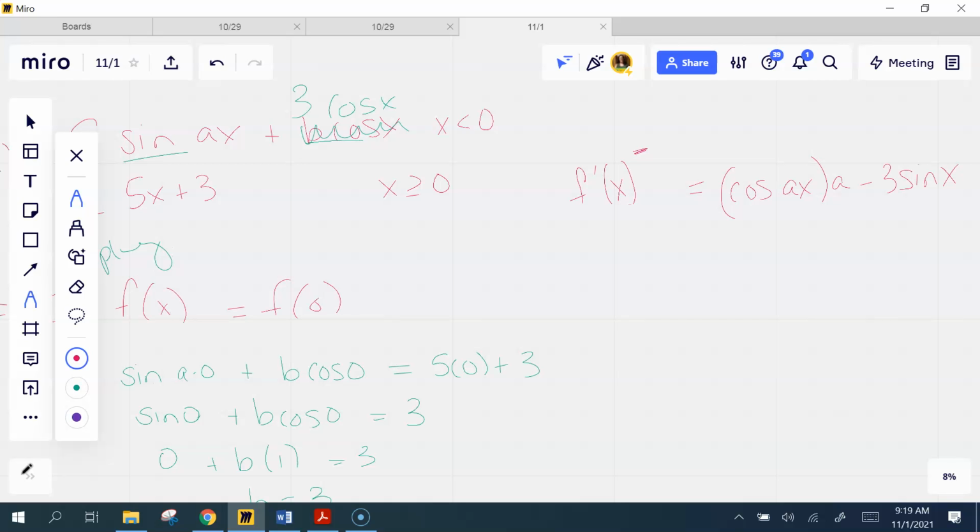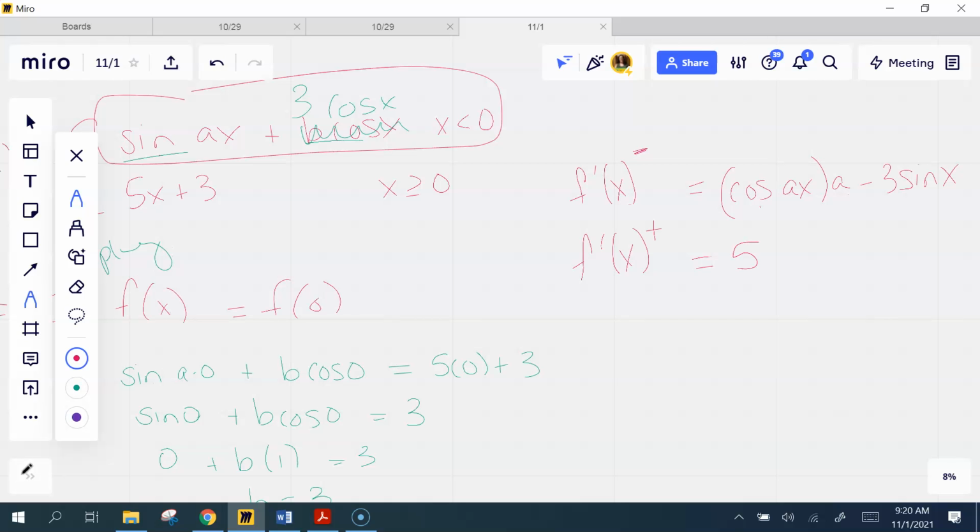I'm using this one for the left-hand derivative. If it is differentiable at 0, you have to understand the definition itself. The definition of differentiable says that the left-hand derivative and the right-hand derivative are the same at that point. So the left-hand derivative is the derivative from the left. The derivative of sine is cosine, and then times the chain rule. So what's the derivative from the right?